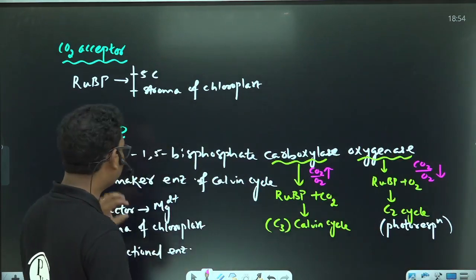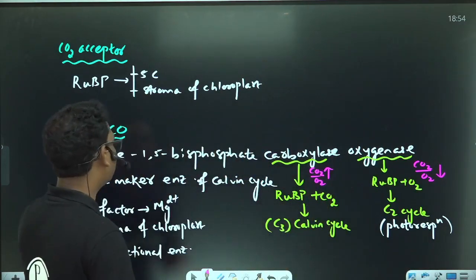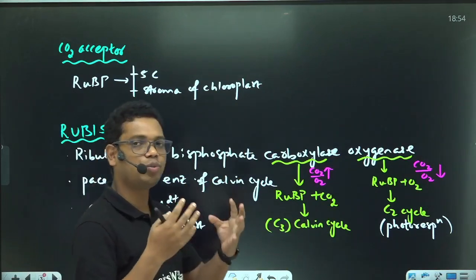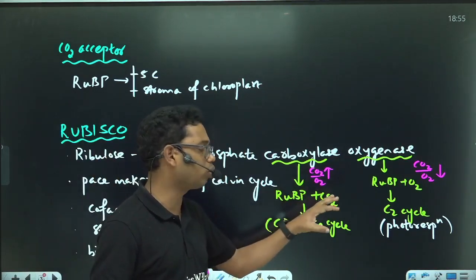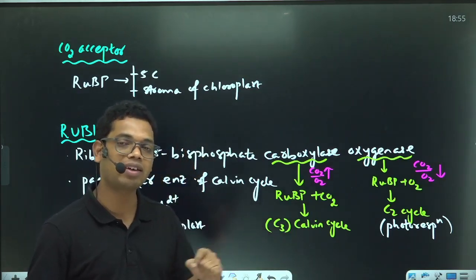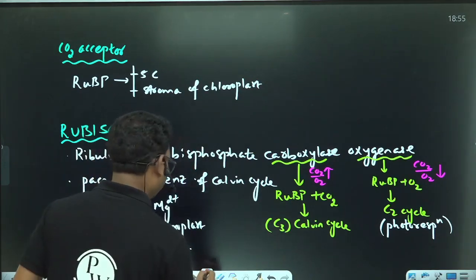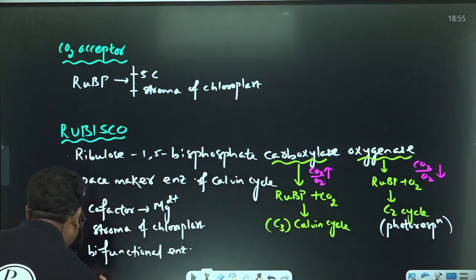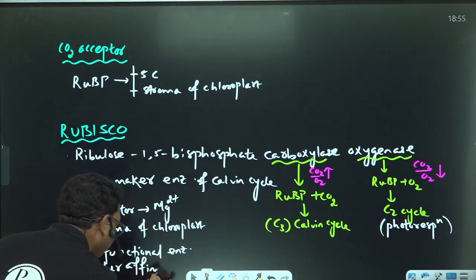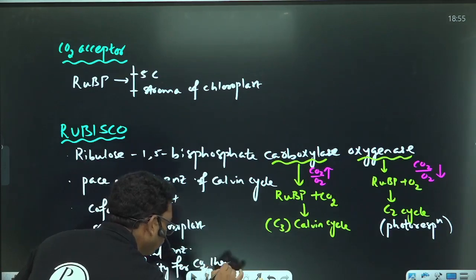Because this Rubisco enzyme is binding with CO2 as well as O2, I can say that this Rubisco has affinity for CO2 as well as O2. If the Rubisco is provided with both CO2 and O2 in equal concentration, which one is going to bind? It is the CO2. Why? Because this Rubisco has higher affinity towards CO2 as compared to O2. Let me write that point: this enzyme has higher affinity for CO2 than O2.